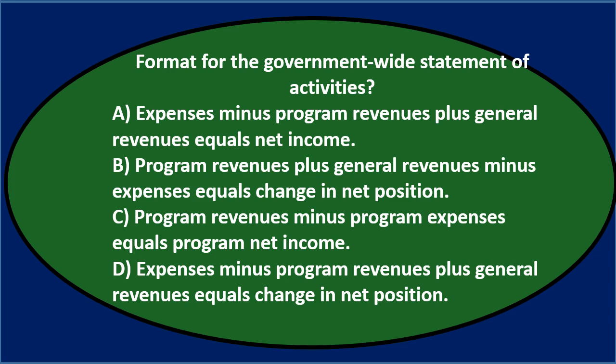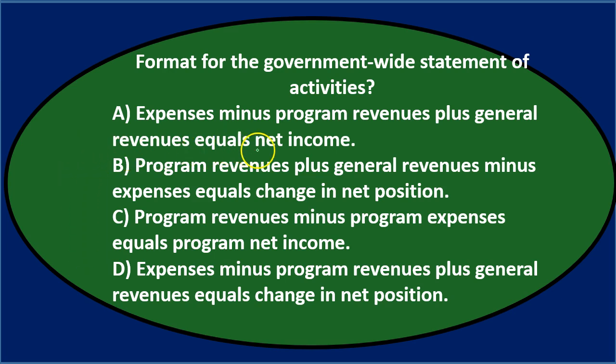Okay, let's go through this again using the process of elimination. Format for the government-wide statement of activities. First one says we have the expenses minus the program revenues plus the general revenues equals net income. Now this one, you would think normally if you're going from financial accounting, it would be something like revenue minus expenses. But notice we have expenses minus revenue in a few of these answers, so I'm going to keep this one here.